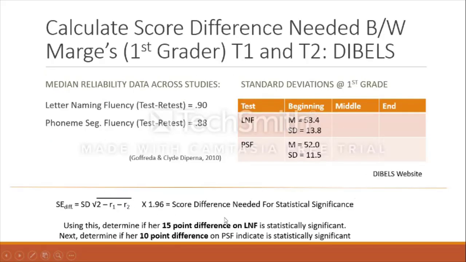So here is an opportunity for you to get a chance to practice this on your own. You have enough here to calculate what would be the statistically significant difference needed for both the LNF score and the PSF score. So here is the formula again. So if you had one person who had a 15 points difference on LNF between pre and post test, is that going to be statistically significant? And then PSF. So you may want to pause at this point and try and calculate these on your own.